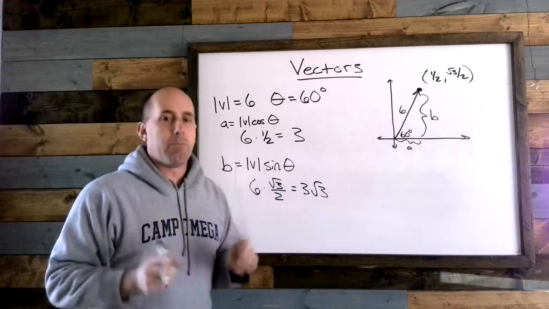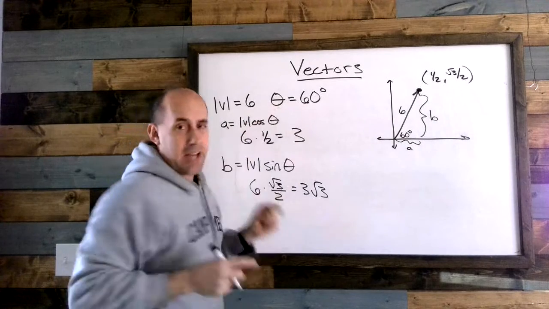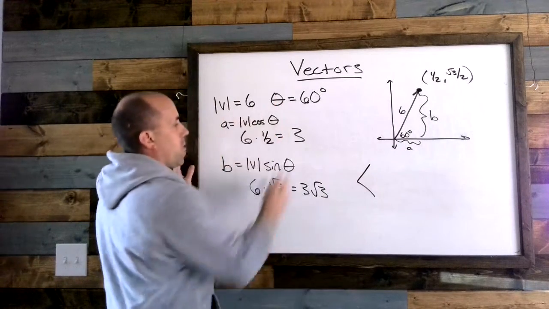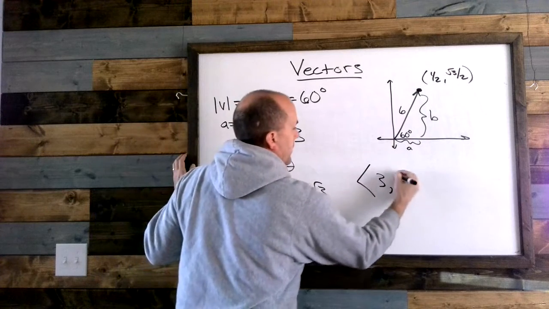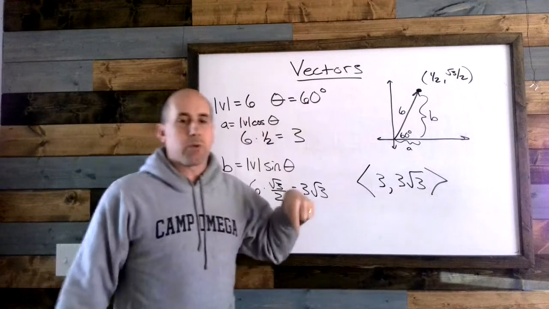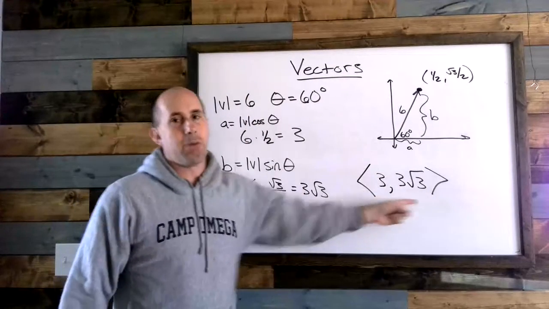So, what is the component form of the vector that has a magnitude of 6 and an angle of 60? We say that the component form is 3, 3 roots of 3. So we went backwards. We went the other way. Given the magnitude and the angle, we found the component form.